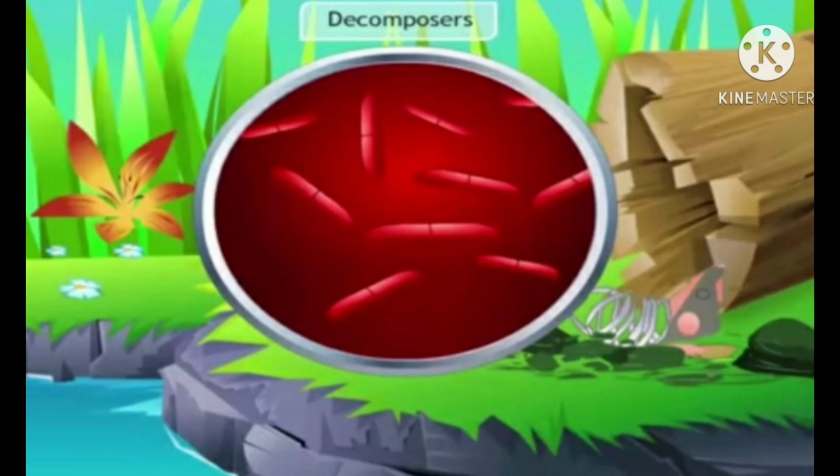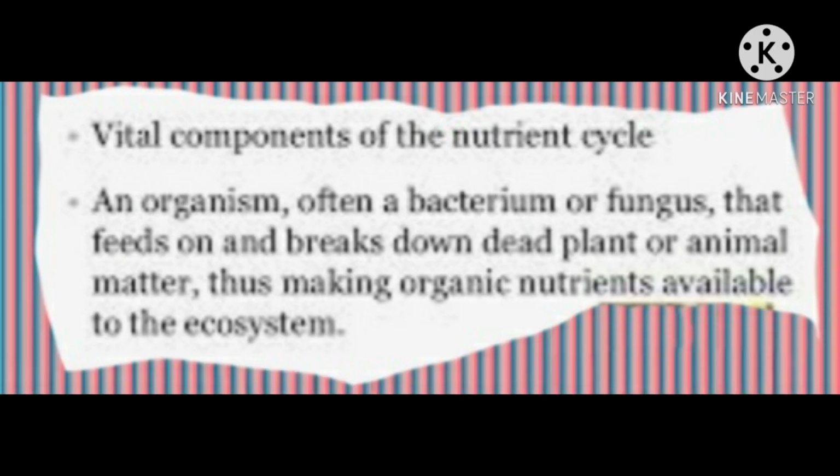Decomposers include many bacteria and fungi. These organisms feed on dead plants and animals. They break down the complex compounds of dead organic matter and release inorganic nutrients after decomposition. These inorganic substances, together with the other organic substances, are used as energy sources by producers.